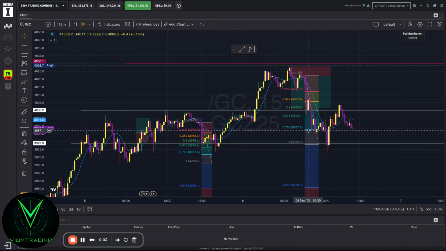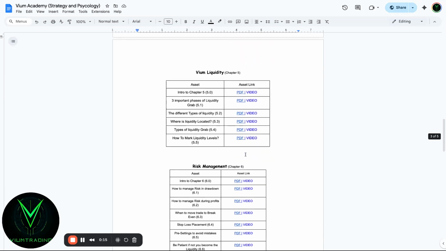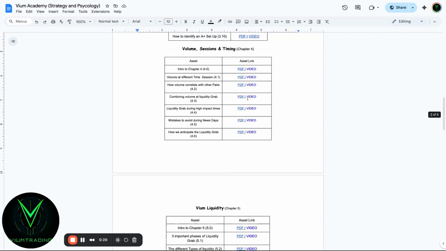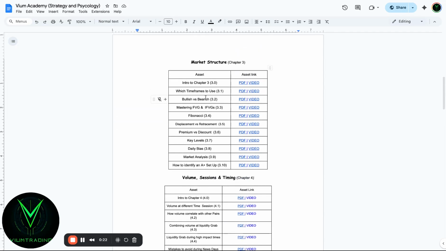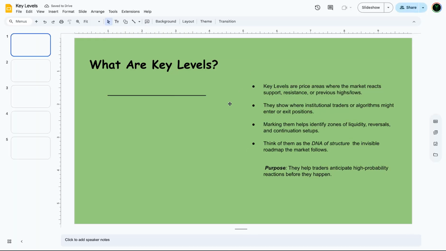All right, guys. In here, we're gonna talk about key levels, and I'm gonna talk a little bit about how you're gonna be able to put them in the chart and what the actual key levels are. So let's go back to our little slide. Oh, right here, of course. So we got our key levels right here. Got this small PDF here.